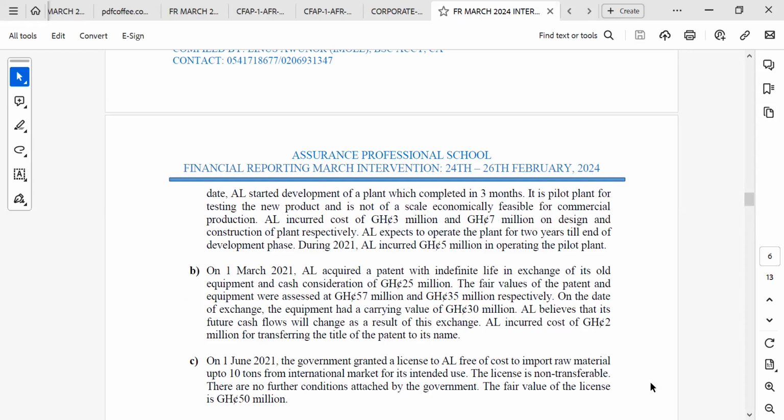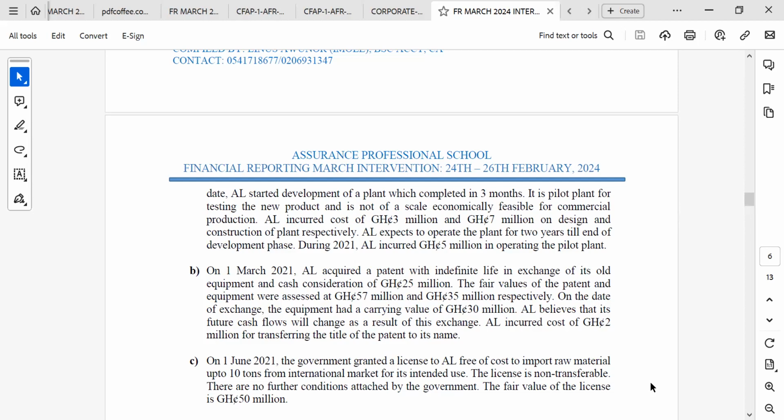Okay. Let's count to the C. The C is what? You can see that it's intangible together with government grants, isn't it? For you to be able to know how to account for a transaction relating to IAS 20, you have to understand the difference between government grants and government assistance. Government grants will always involve a transfer of economic resource.